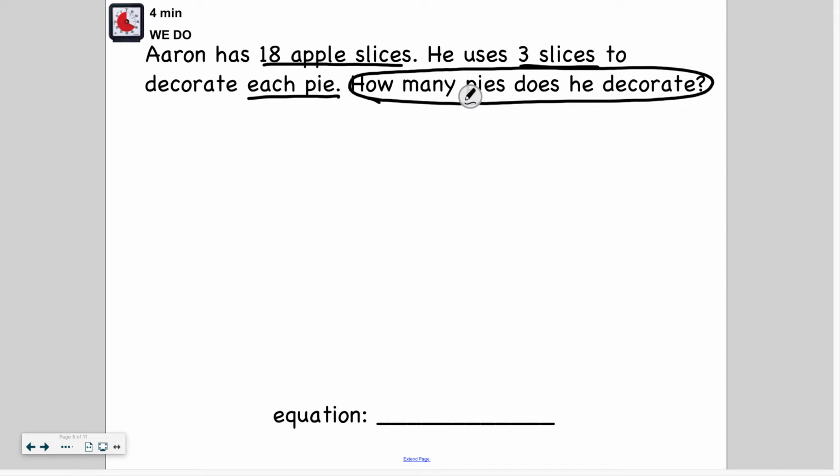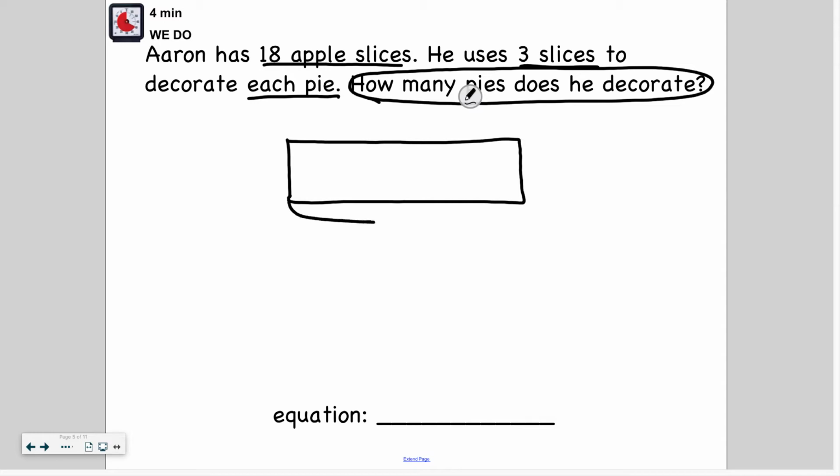So I'm going to use an array. Actually, I'm going to use a tape diagram for this one. So let's go ahead and draw our tape diagram together. So we know the whole is 18. That's how many slices there are. And we know that each group is going to have 3. So we don't know how many groups there are, but we can count off by 3s until we get to those 18 slices. So let's do one group of 3. 1, 2, 3. And we want to keep going until we get to 18.